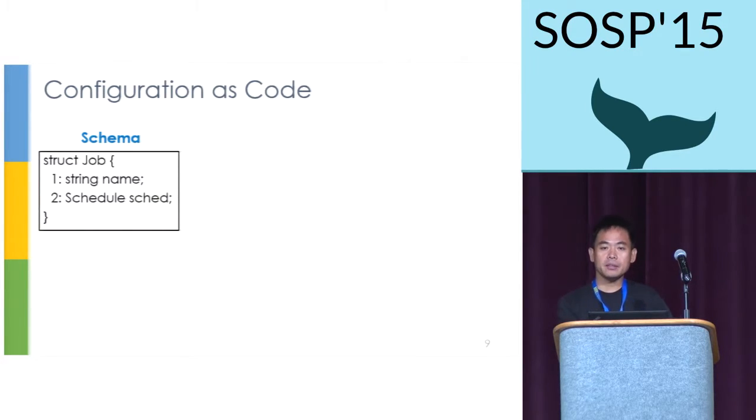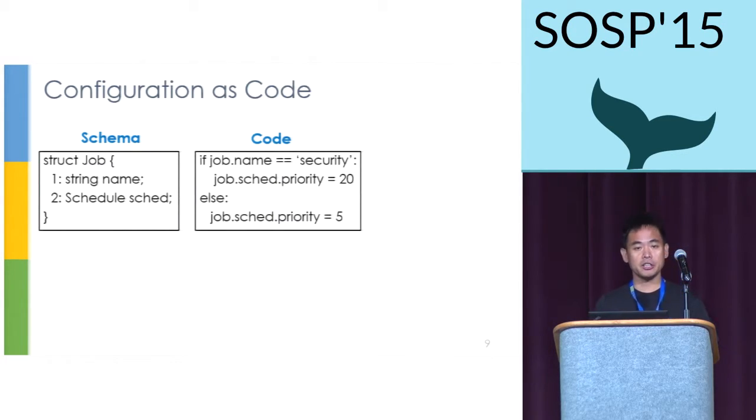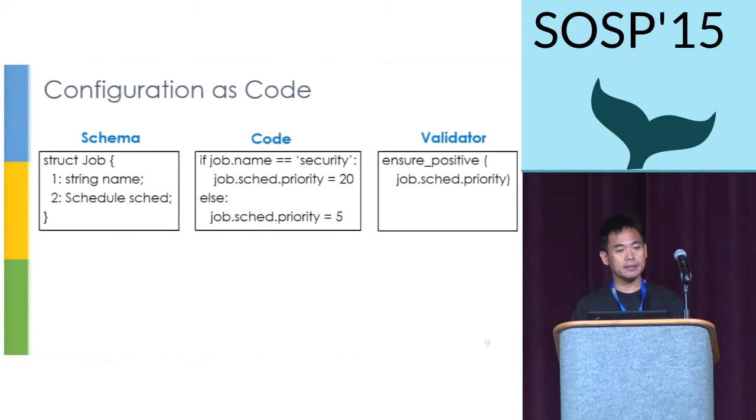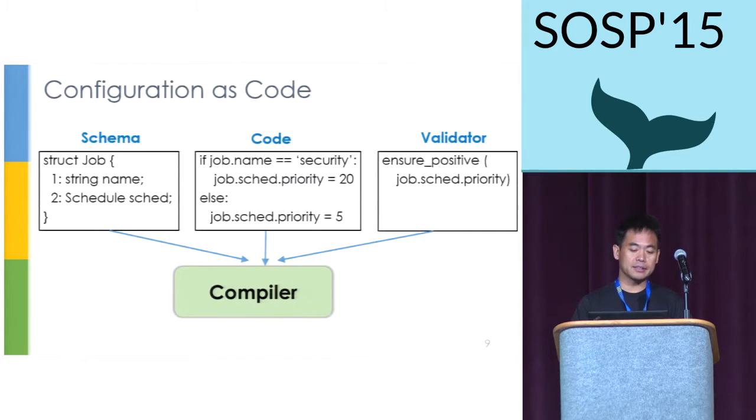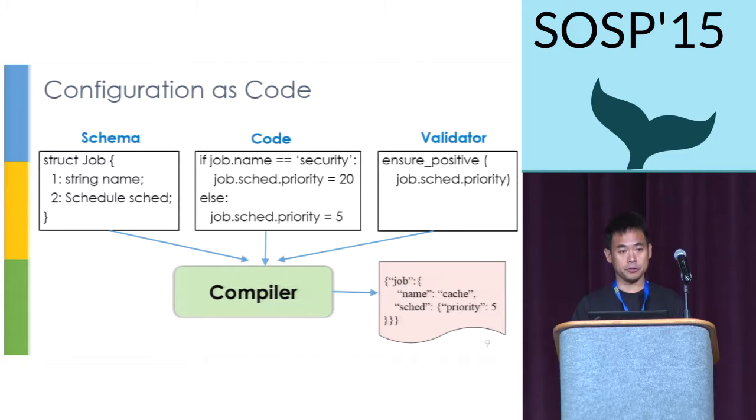Because manual editing is error prone, we take a configuration-as-code approach. Specifically, we write code to generate a configuration, and we also write code to validate that the invariants are not violated. We have a compiler that takes all of this as input and produces the configuration file. Again, let me emphasize: we write the code to generate the configuration, and we also write the code to validate the configuration.